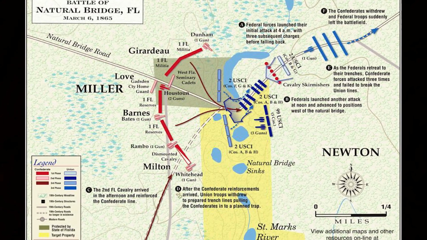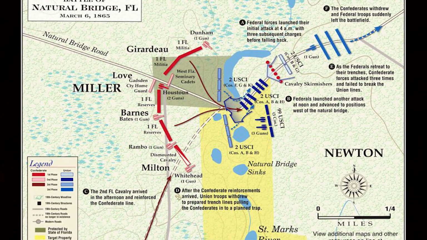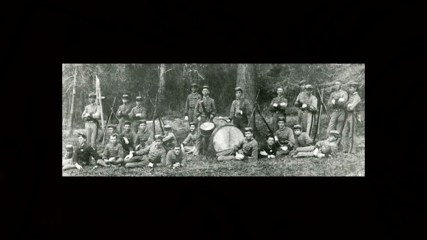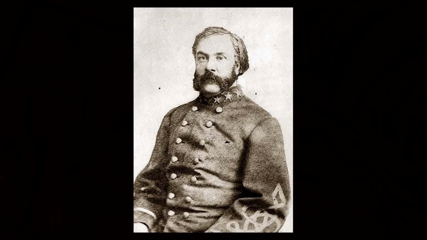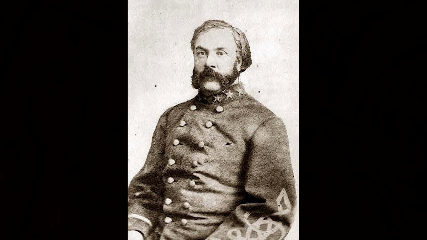Union troops had a total of 700 men, suffered 21 killed, 89 wounded, and 38 captured. Confederate troops had a total of 1,000 men, had 3 killed and 23 wounded. There were numerous skirmishes all throughout Florida.